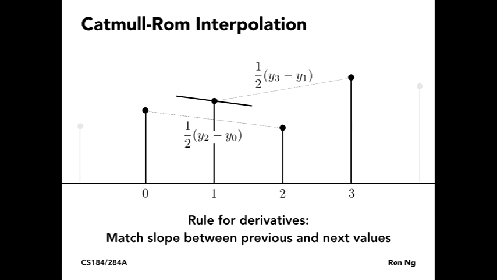And you can similarly do it for y2, its derivative is going to be the slope from y1 to y3. Okay, fine. Any questions about that? Yeah. What do you do about the endpoints? Great question. Okay, so what do you do about the endpoints?